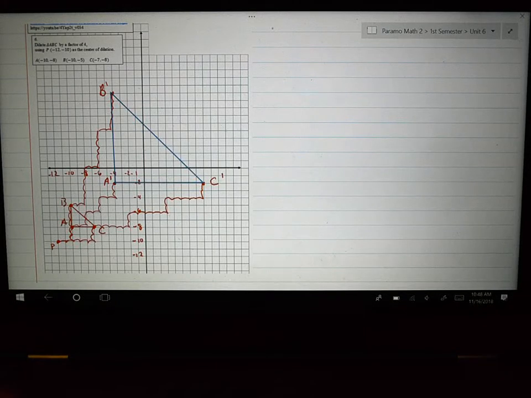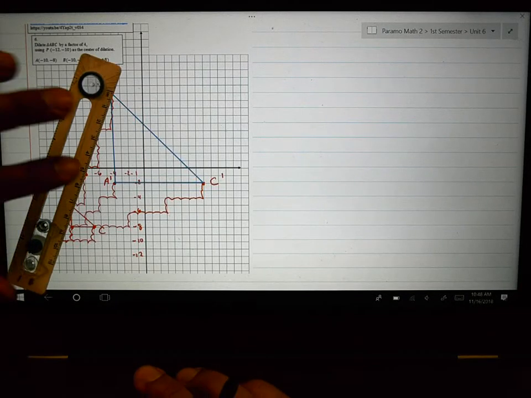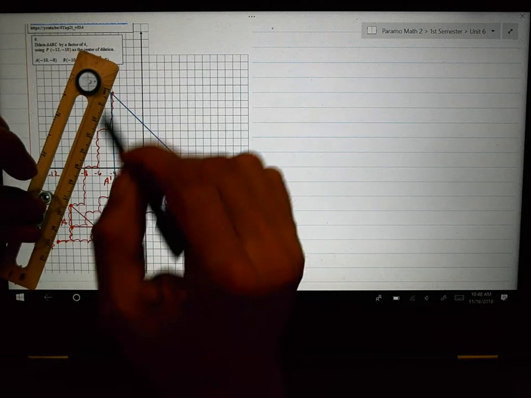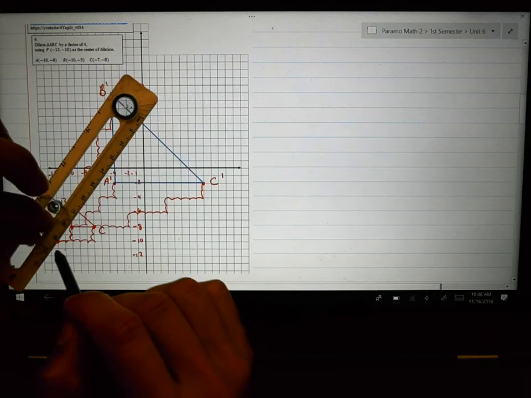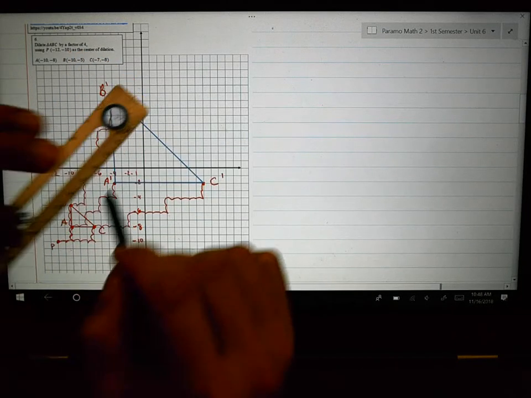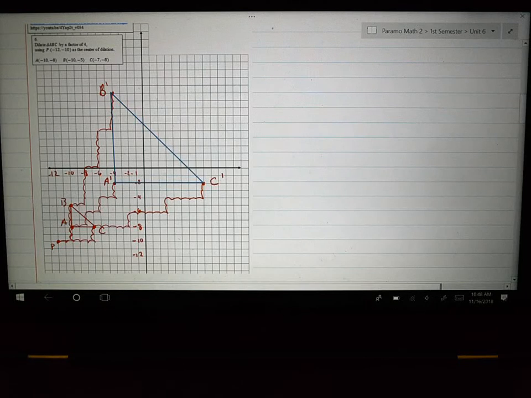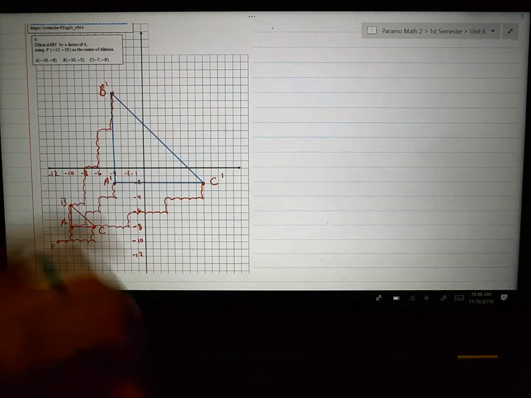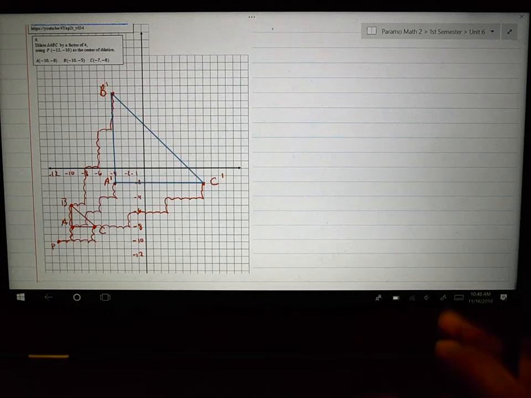Just like that example that we drew, I could see how this just kind of expanded in the same direction, in every single direction. 4 times bigger. You're going to get to do that multiple times on this worksheet.